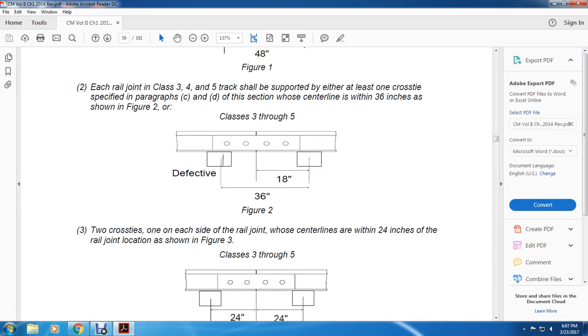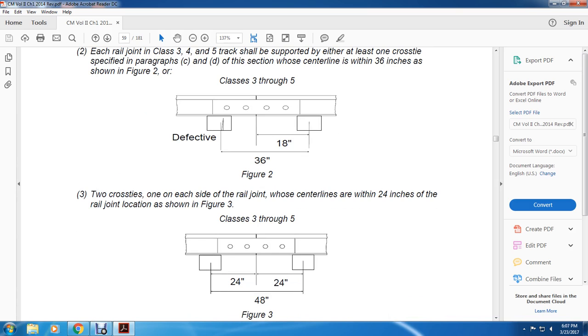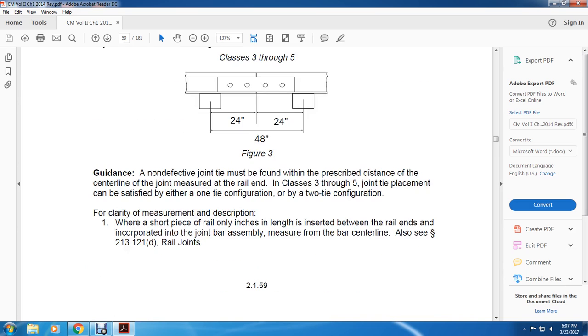Or two cross ties on each rail joint with center lines within 24 inches of the rail joint, shown in Figure 3. Class 3 through 5 have a 48-inch span from center to center of the cross ties and 24 inches from the center. A non-defective joint must be found within the prescribed distance from the center line of the joint, measured for the rail in Class 3 through 5, with the joint tie placement satisfying either the one-tie configuration or the two-tie configuration.